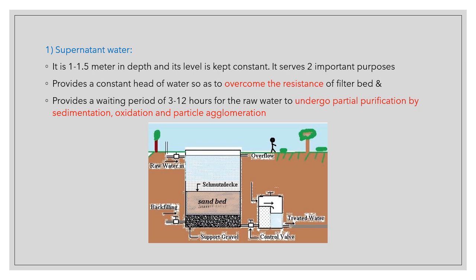And secondly, it provides a waiting period of 3 to 12 hours within which the raw water will once again undergo partial purification by sedimentation, oxidation, and partial agglomeration. You can see the supernatant water that's blue within this diagram.